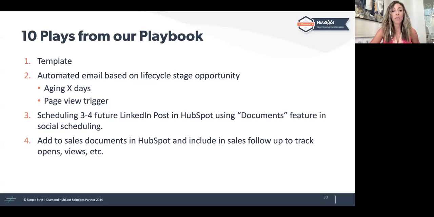Number 4, add it to sales documents in HubSpot. So that means there is a documents area inside of the hub. I believe it's not open in front of me, Alexis. I think it's also in the library. It's documents in the library on the left-hand side. Okay. New HubSpot navigation, keeping me on my toes.